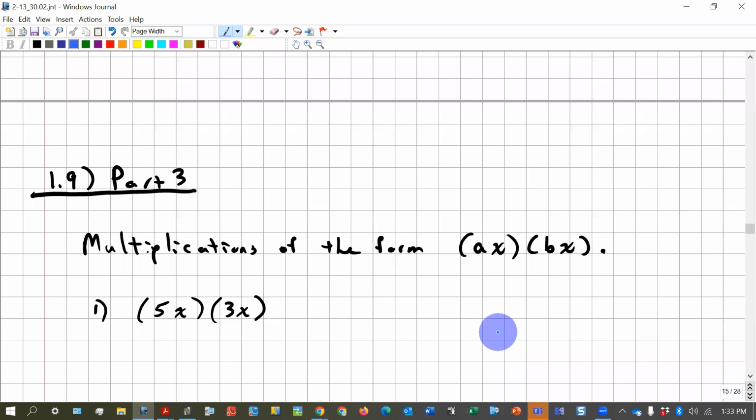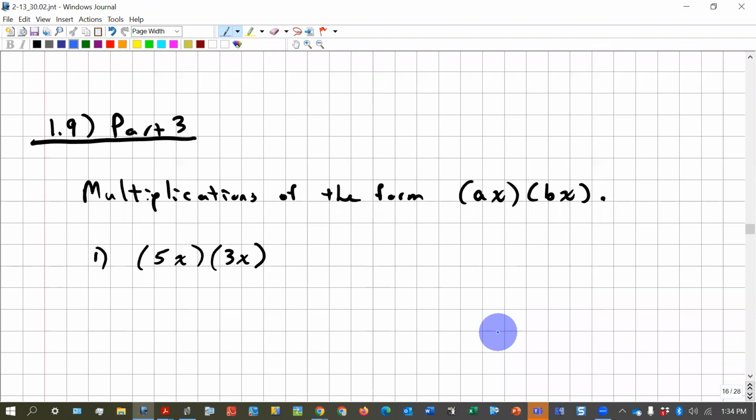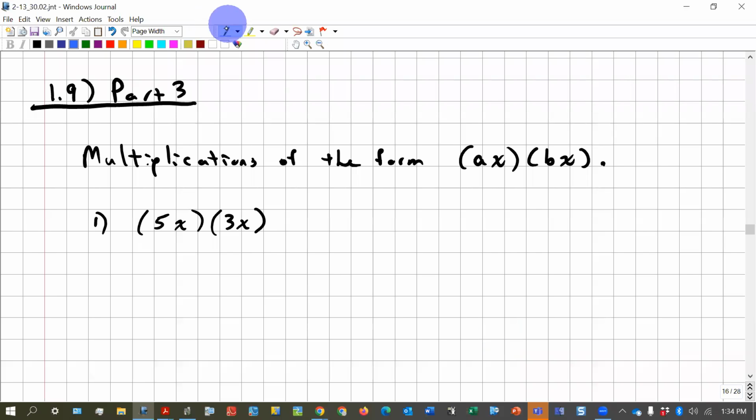Sometimes you will have both a number factor and a variable factor inside two parentheses that are being multiplied together. Again, there's a bunch of hidden implied multiplications. It's 5 times x in parentheses, times parentheses 3 times x, close parentheses.